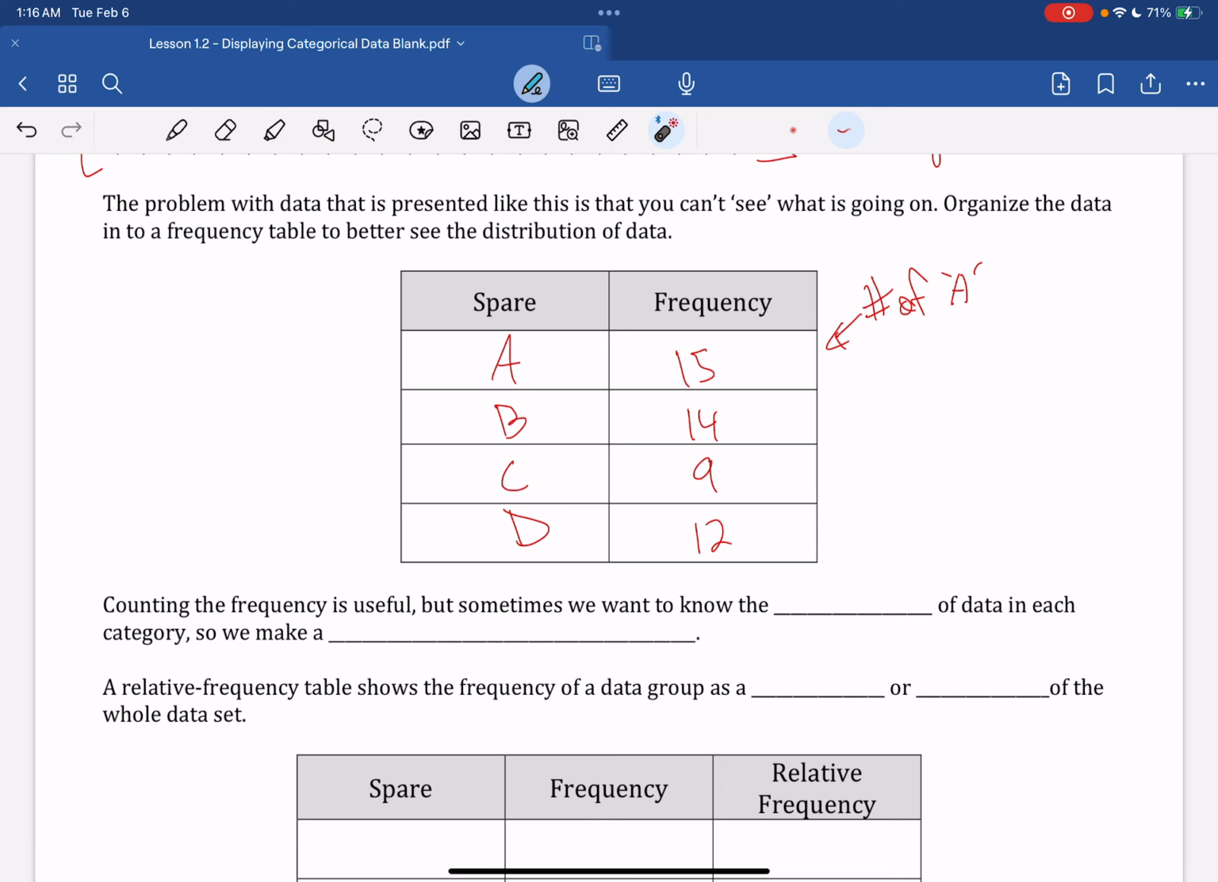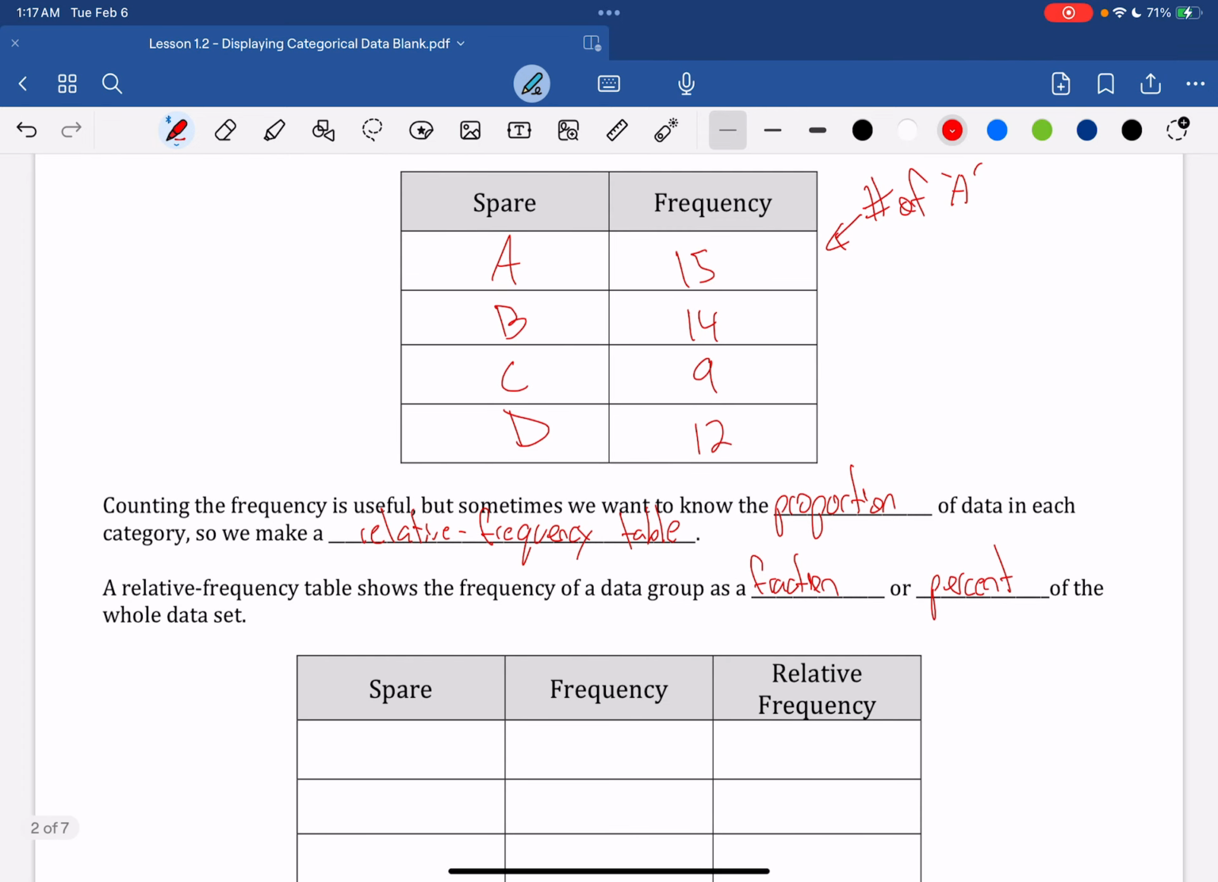So counting the frequency is a useful thing to see, but sometimes we want to see the proportion of the data in each of the categories. The proportion means that we're looking at how much of the total amount of data shows up in each one of the categories. So we're going to make something called a relative frequency table. The cool thing about a relative frequency table is that it shows the data as a fraction or a percentage of the whole data set.